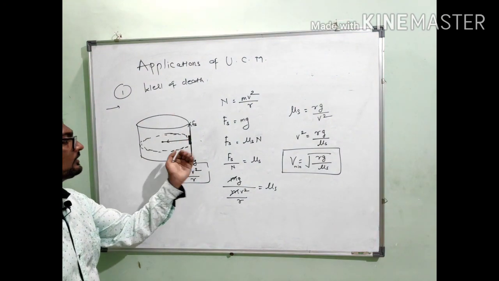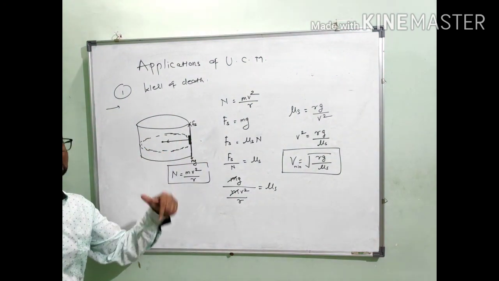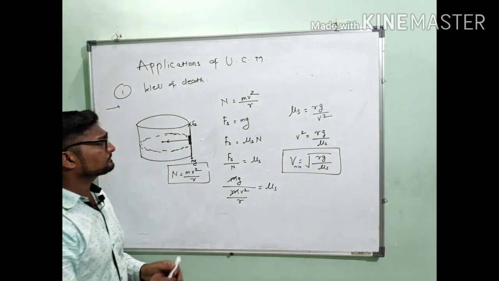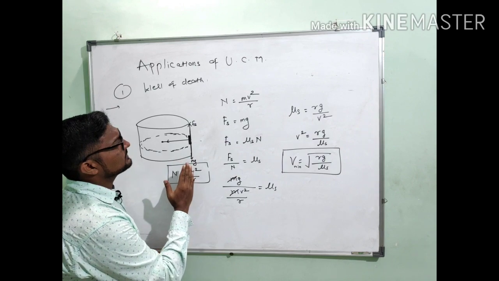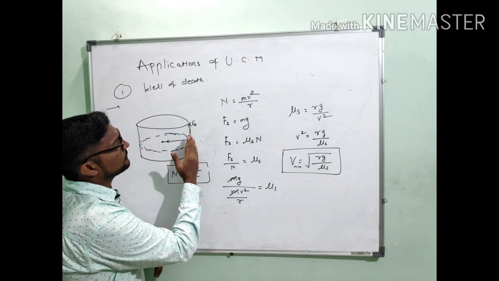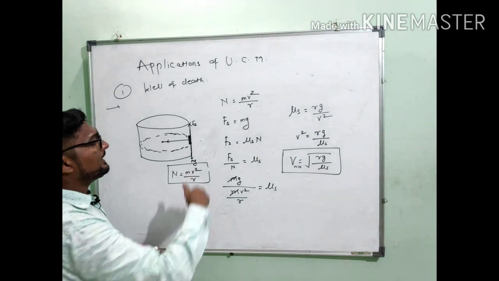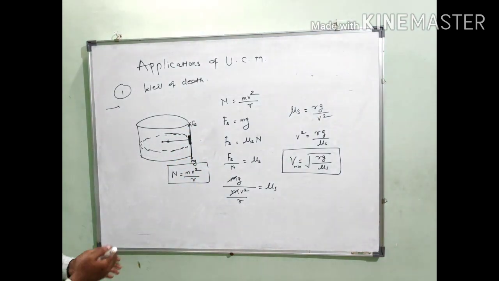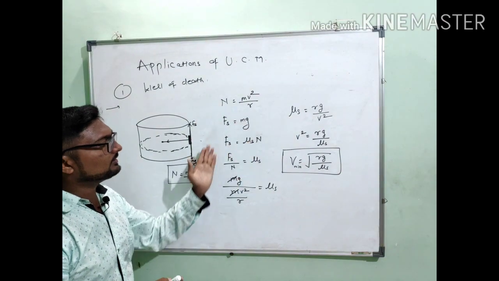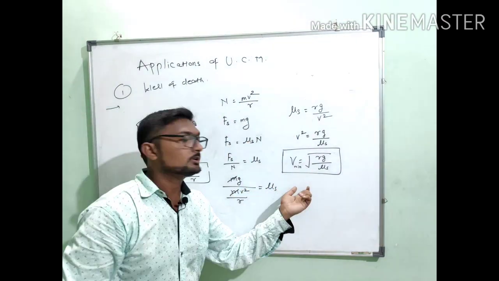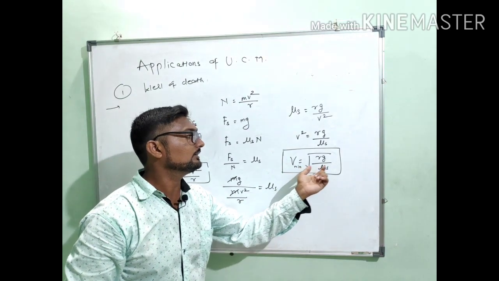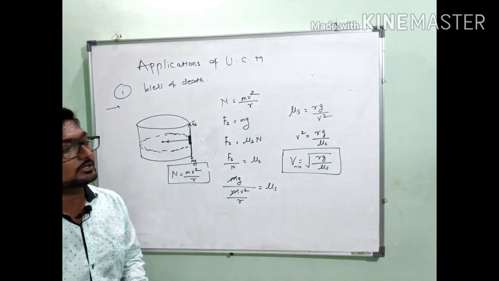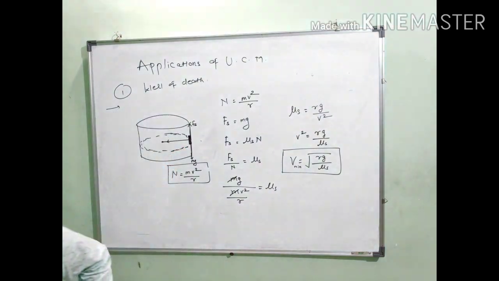So the normal reactive force is towards the center, which is providing the centripetal force. The frictional force is going upward, and mg is always downward, that is the weight of the car. So we have taken all these forces and derived the minimum velocity: v minimum is equal to under root rg upon mu s.